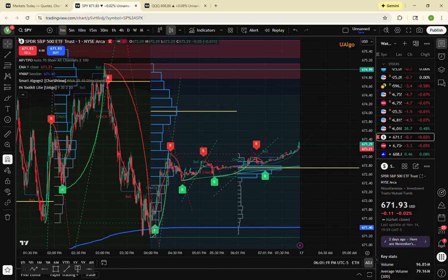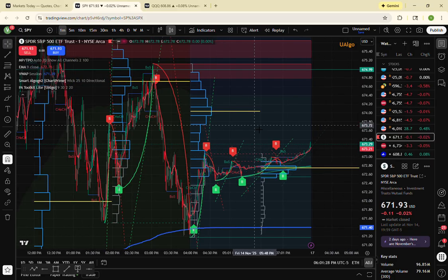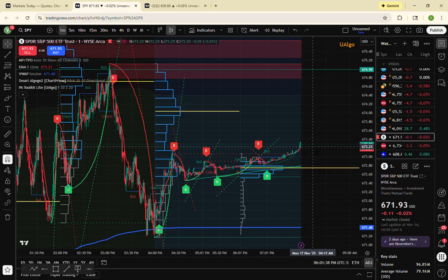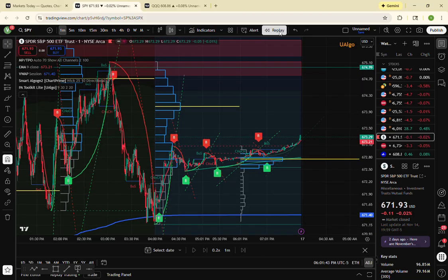I'm using SPY. I trade these assets a lot. I want to start when the market opens at 9:30, so I want to start from there. Now we go to Replay right here. When you click on Replay, you see Select date.